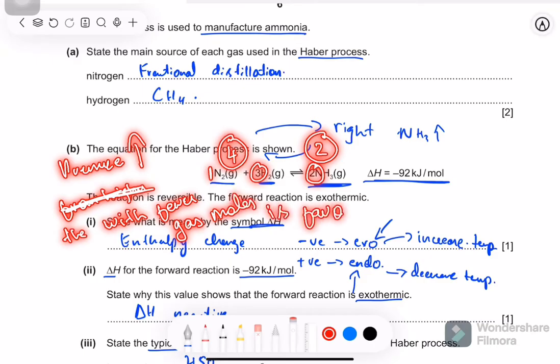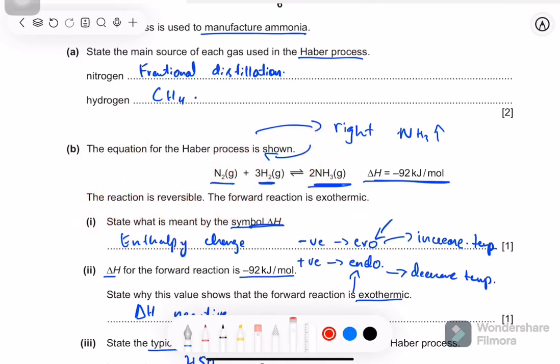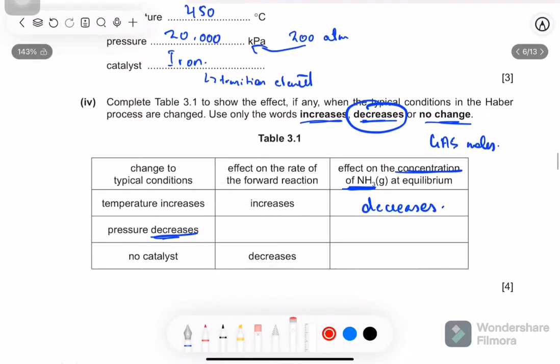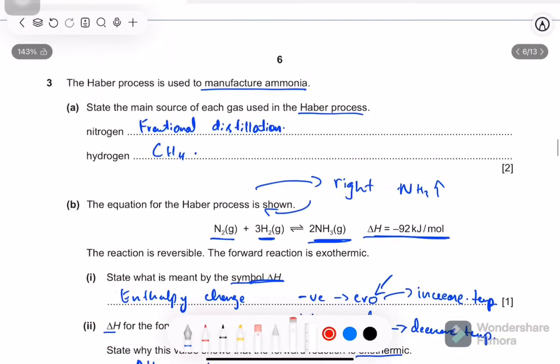I hope you can see this. Here you just have to write increase or decrease. That's why I'm not writing it properly. When the pressure is increased, the side with fewer gas moles is favored, meaning the equilibrium will shift to that side. However, when the pressure is decreased, what will happen to the equilibrium mixture? The equilibrium will move to the side with higher gas moles, which is the left hand side. So the concentration of ammonia is bound to decrease.